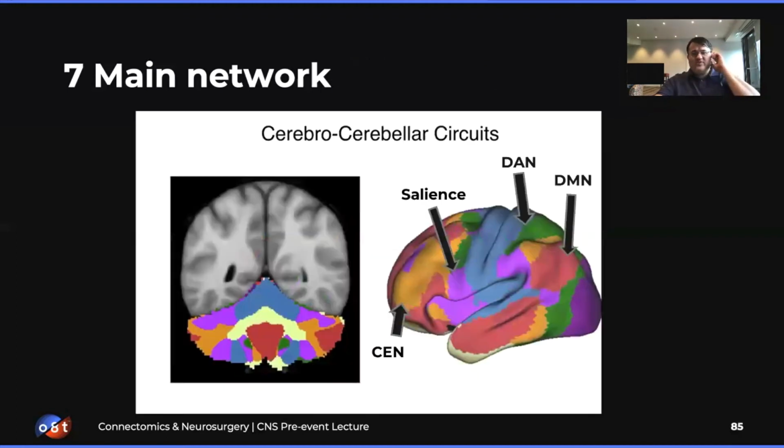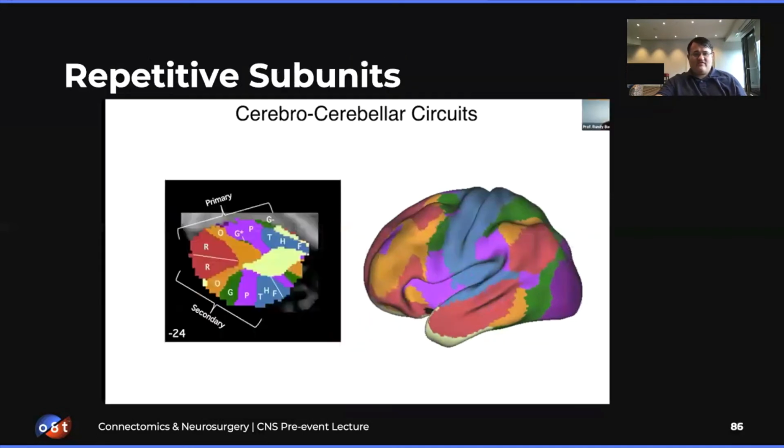So when people began to look at the cerebellum and the functional connectivity of the cerebellum in a classic paper, they found that when you looked at it in this coronal view, it wasn't very informative. But if you looked at it in the sagittal view, this began to become very logical.